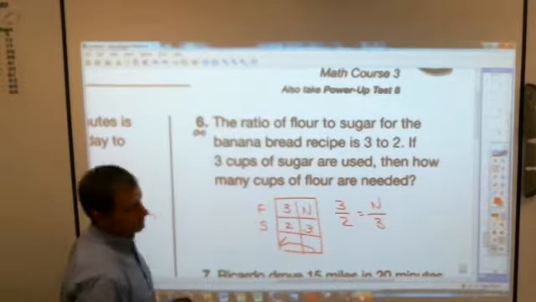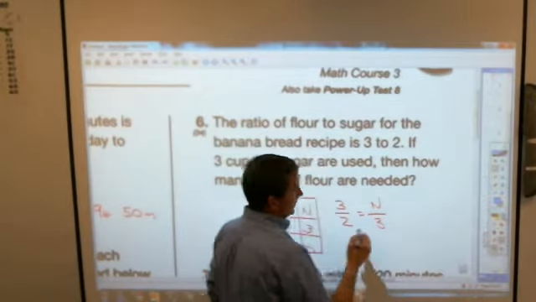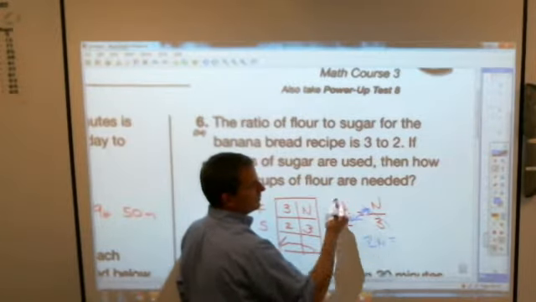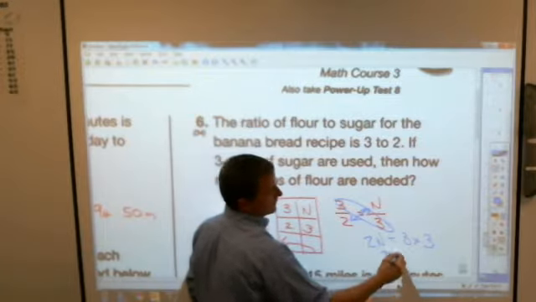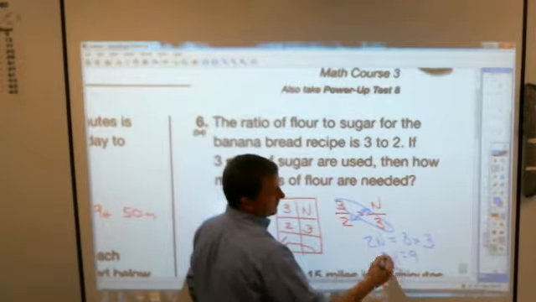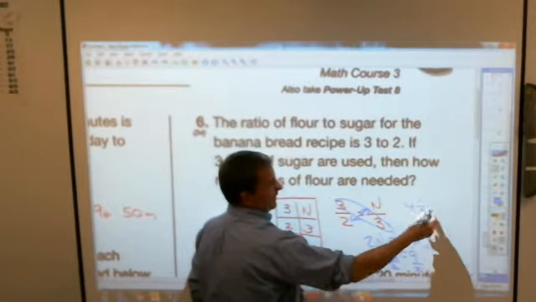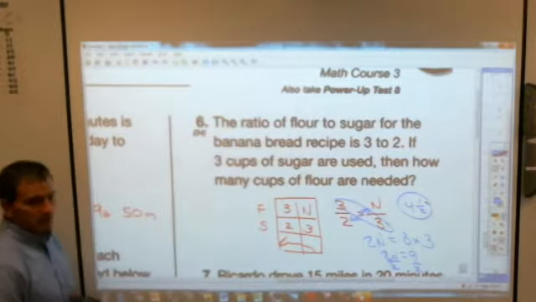Lauren? Cross multiply, cross products, however you want to call it. You're going to take this times this. 2 times n has to equal 3 times 3. So 2n equals 9. Divide by 2, divide by 2. 2 goes into 9 4.5 times. Or 4.5 or what?